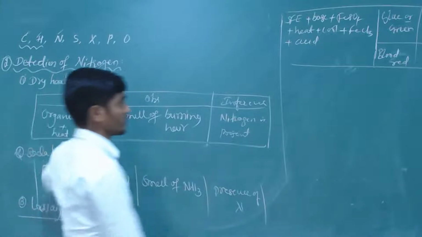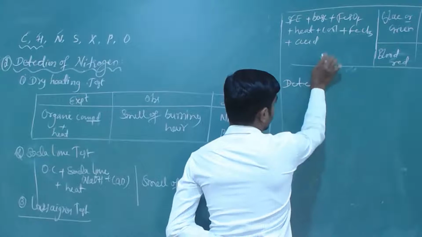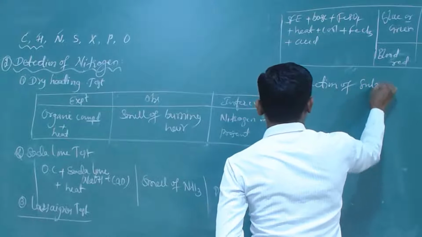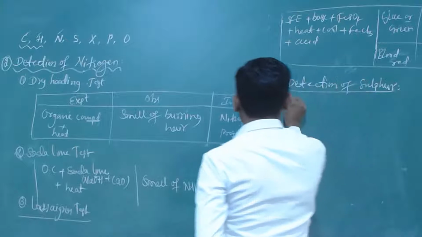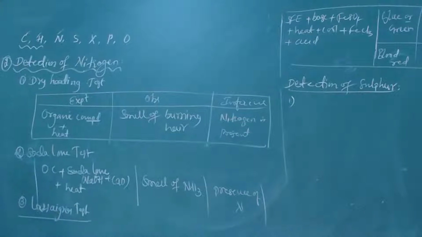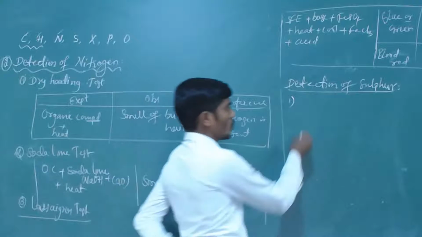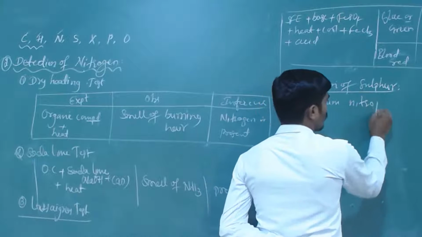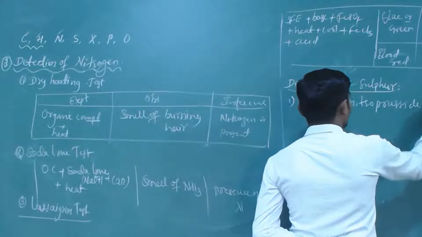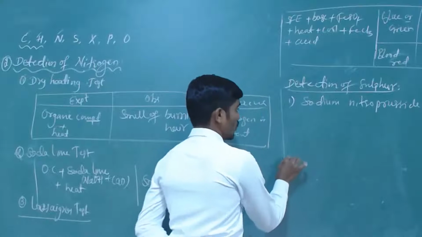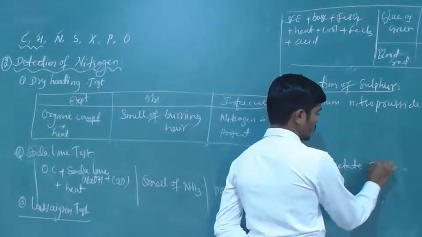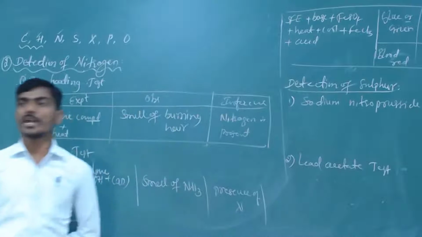Next heading, detection of sulfur. Here, two tests. Number one, the sodium nitroprusside test. Whereas the second one is the lead acetate test.